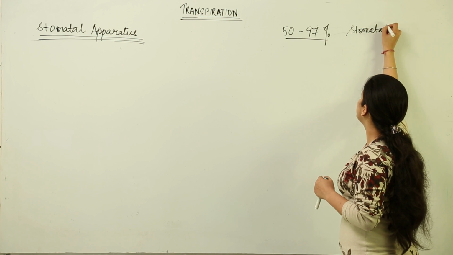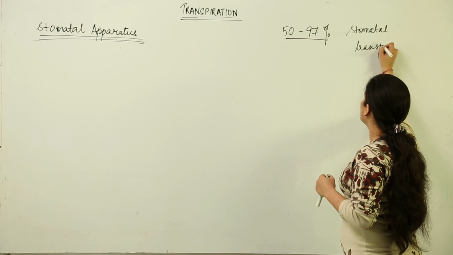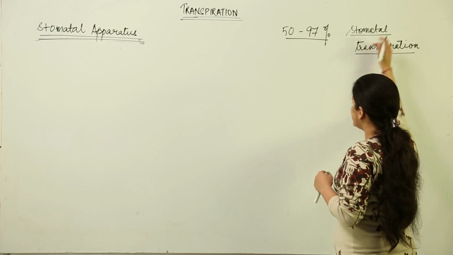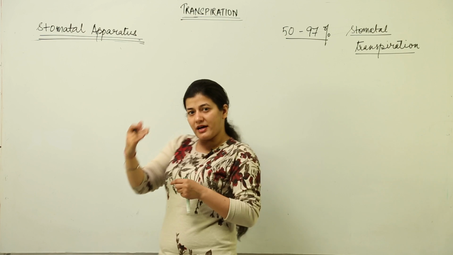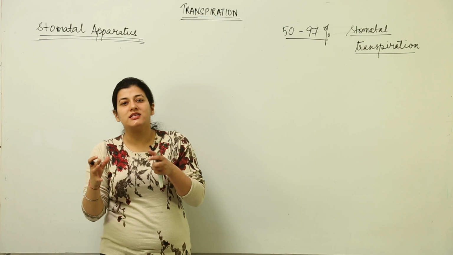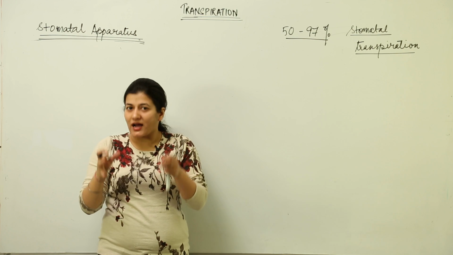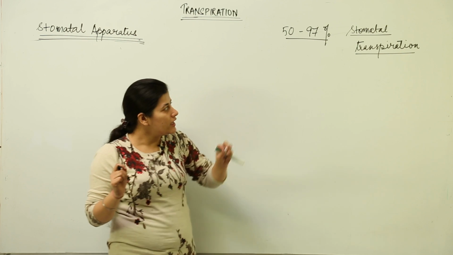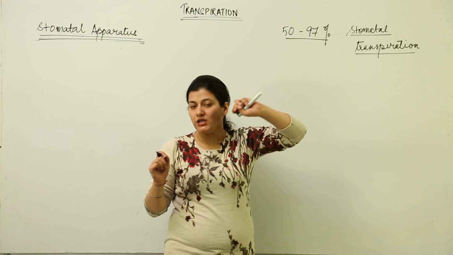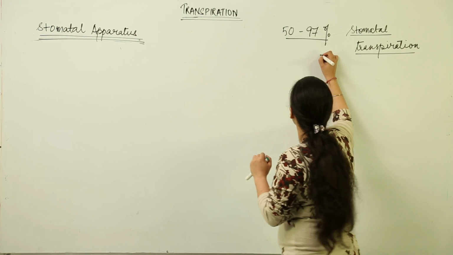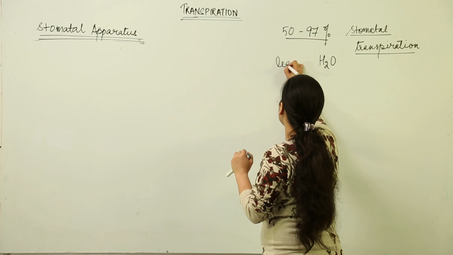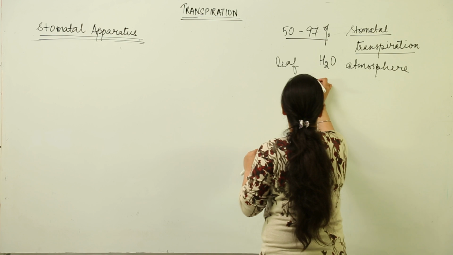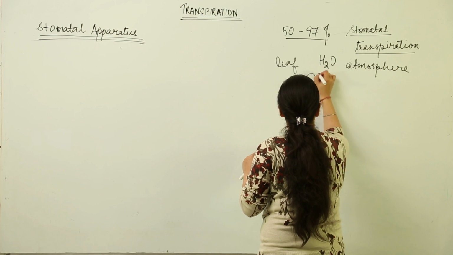stomatal transpiration. Now, try to recall your understanding from the topic dicot and monocot leaf, where we discussed that the lower epidermis and the upper epidermis, they had certain specialized epidermal cells which were known as guard cells, and the entire stomatal apparatus which was responsible for exchange of gases. Now, in the case of stomatal transpiration, the exchange of water vapors, that are to be exchanged between the leaf and the atmosphere, is going to take place through the stomatal apparatus, which is something like this.